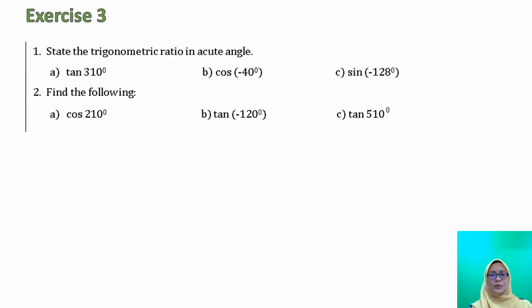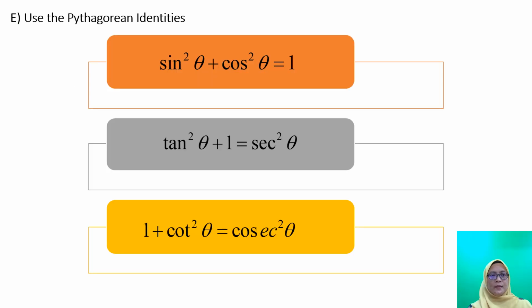Okay, so ini exercise untuk awak cuba. Okay, so then use the Pythagorean identities. So kita ada basic Pythagorean identities. So sin square plus cos square equal to 1. Okay, so then untuk dapat yang second identities, ini kita just bahagi identity yang first tu dengan cos square. So sin square over cos square kita akan dapat tangent square. Cos square over cos square kita akan dapat 1. 1 over cos square kita akan dapat secant square.